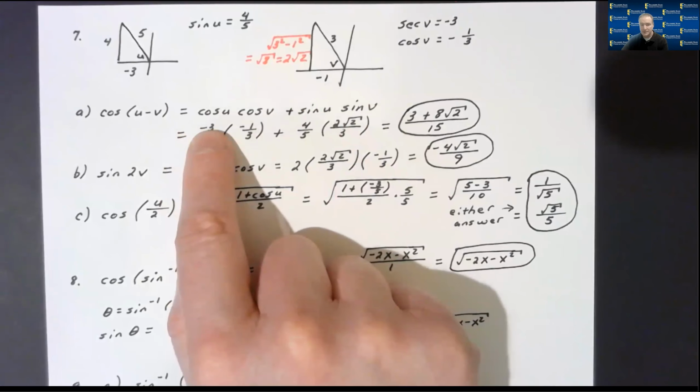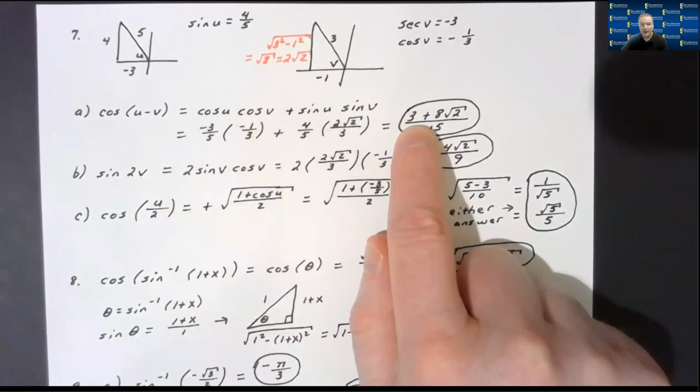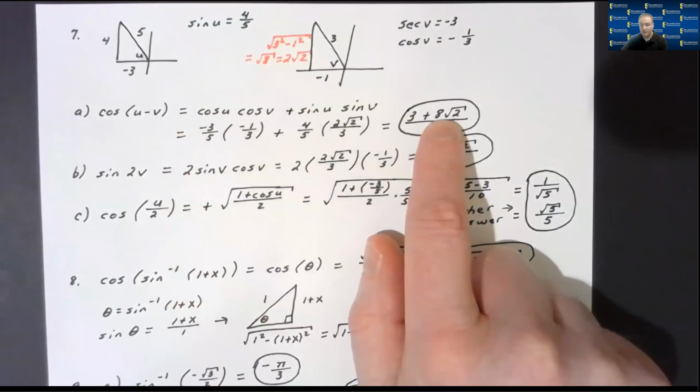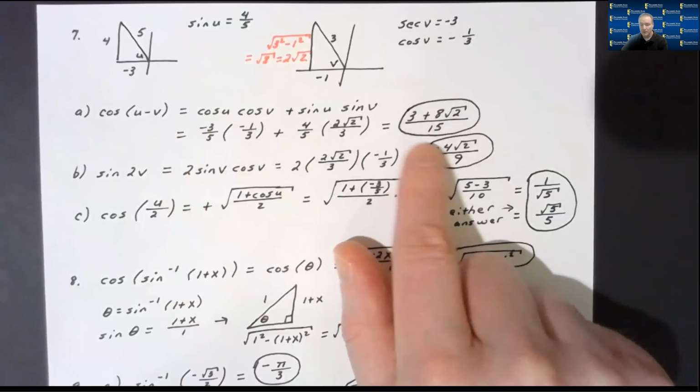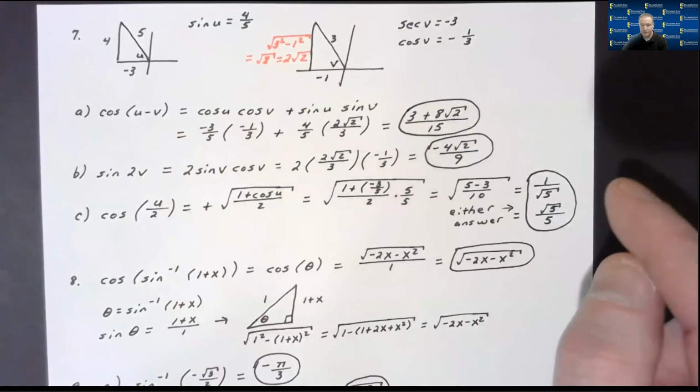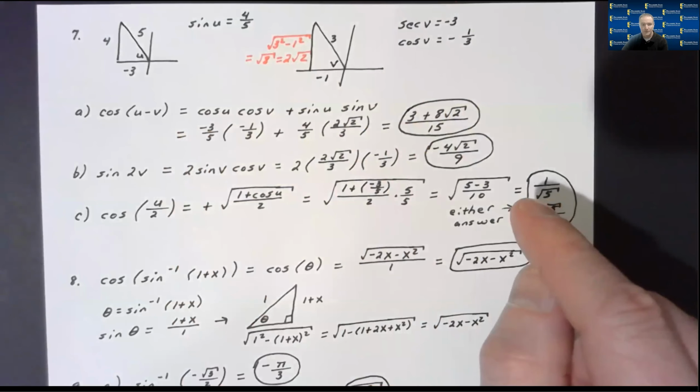We'll have -3 times -1 for my +3 over here. And then I have my 4 times the 2 on the root of 2 for my +8 on the root of 2. 3 plus 8 on the root of 2, all over 15, final answer.